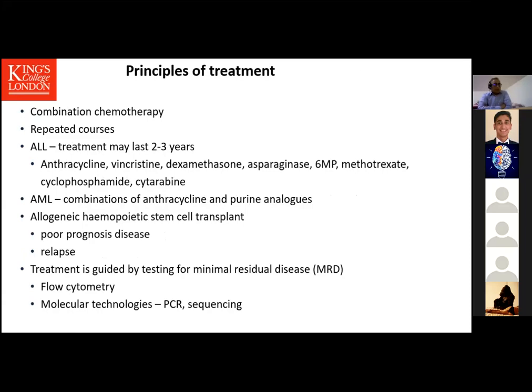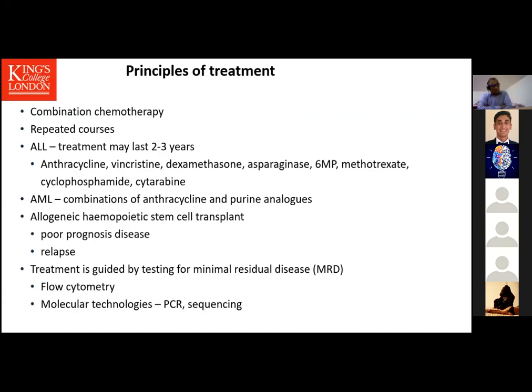Principles of treatment. AML is treated with combination chemotherapy. It's a fairly dreadful disease. We need to start acting on them quickly. Repeated courses of chemotherapy are used for ALL, which we'll talk about at length in the second lecture of the series. But let's concentrate on AML.